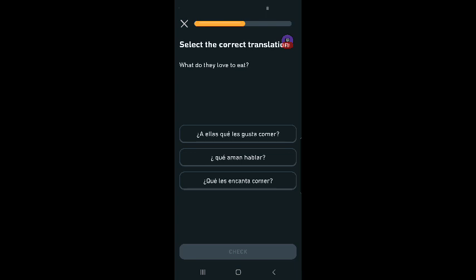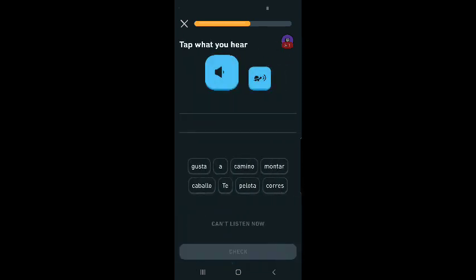A ellas que les gusta comer, que aman hablar, or que les encanta comer. That one? The one in the middle, que aman hablar? Yeah. I don't think so. It's going to be the first one or the last one. I'm going to go with the last one. Because this one means, what do you love to speak? Que les encanta comer means, I think, what do they love to eat? I'm not sure. I think it's this one because it's usually simpler. This one's a little longer and more complex. But I was right. I think that says, what do they love to eat?